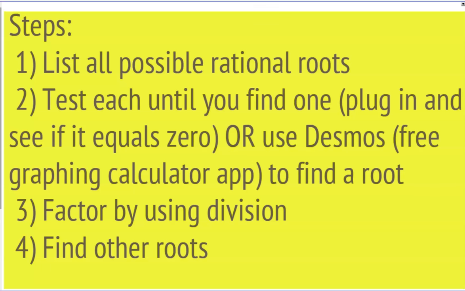You can start plugging values into your equation until one of them makes your equation equal to 0. That's how you know you found an x-intercept. Or you can use Desmos or any other free graphing calculator app to find one of the places where the graph crosses the x-axis, which is a root, and then use that value for number 3, which is we're going to do synthetic division, and then we're going to use factoring to get any other roots. All right, so we got 2 examples of these, and then we're done.